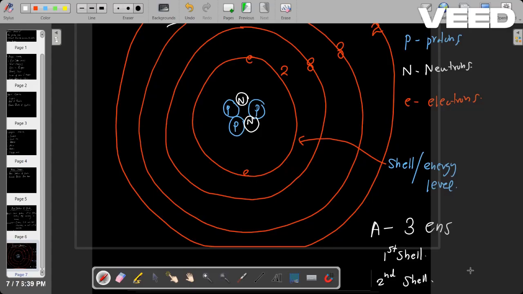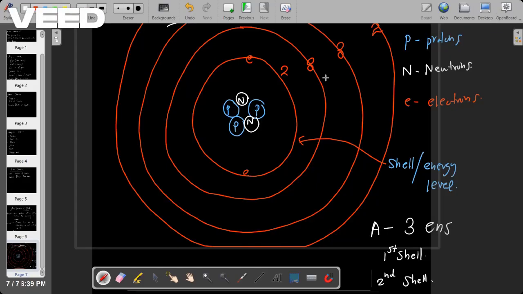In the first shell, the maximum capacity is 2. You can have only 2. In the second shell, you can have a maximum of 8. Very good. The maximum you can have is 3, no? So this element called A contains 3 electrons. So the first 2 electrons will be in the first shell and the remaining electron will jump to the second shell, just like this.